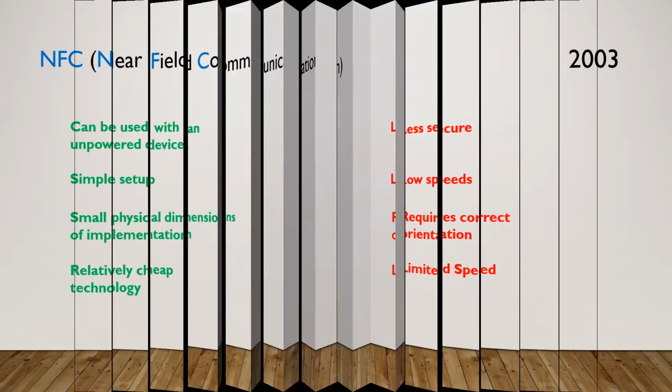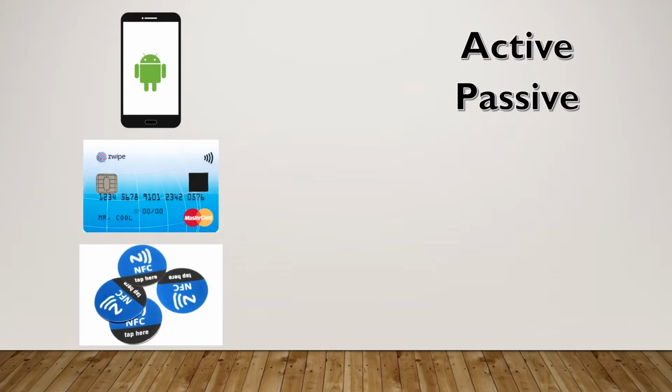We can find NFC enabled devices anywhere nowadays, be it your smartphone, credit card, or those inexpensive NFC tags. But the smartphone is different from the other two in an important way. That is, it has a power source, while the others don't. This brings us to the two modes of communication using NFC, which are active and passive.